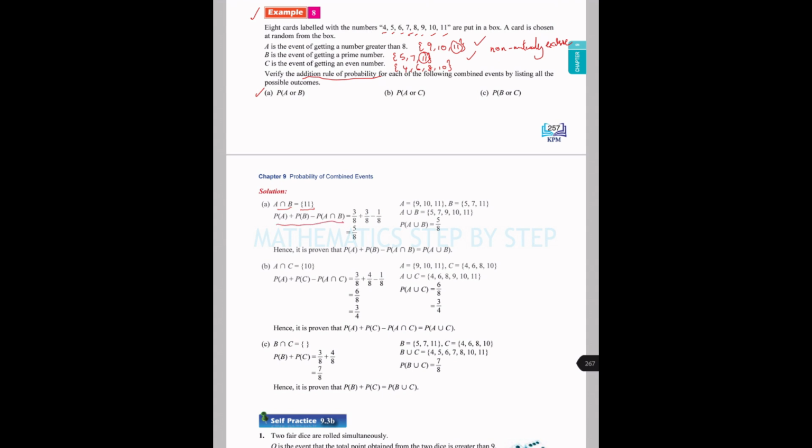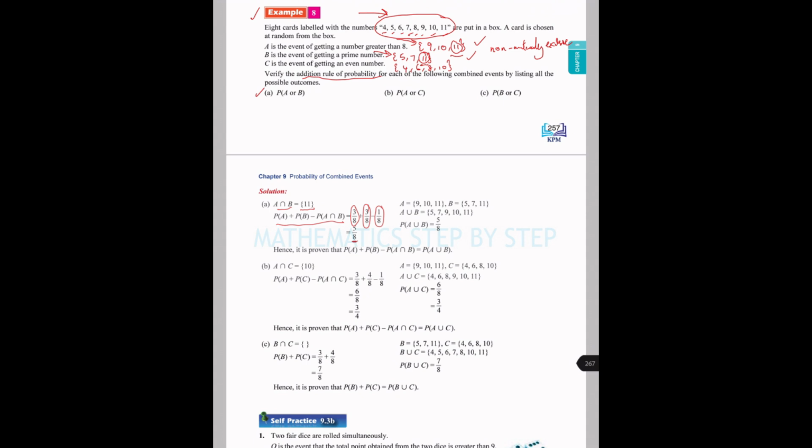Probability of getting A is 3 out of 8, because there are 8 of them in the universal set. So we can see 3 over 8 here. Then probability of getting B is also 3 elements out of 8, so 3 over 8. Then the intersection, there's only one common value in these two sets, so 1 over 8, okay? So we get the answer 5 over 8.